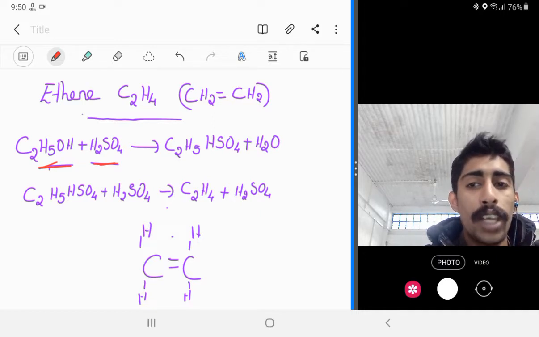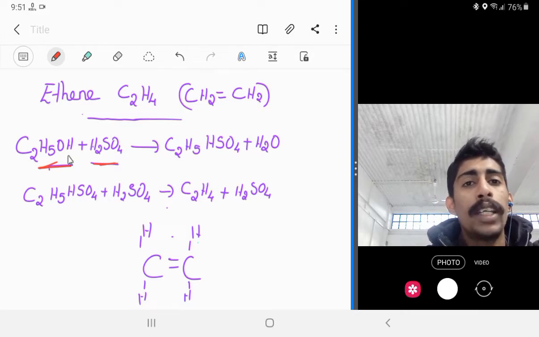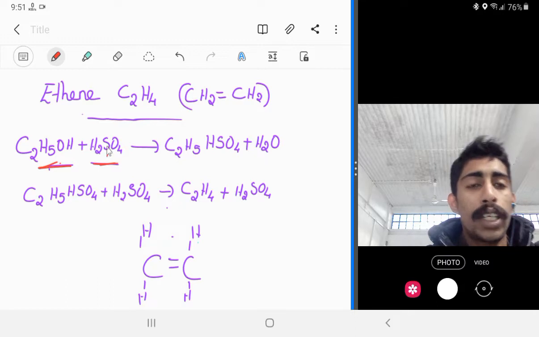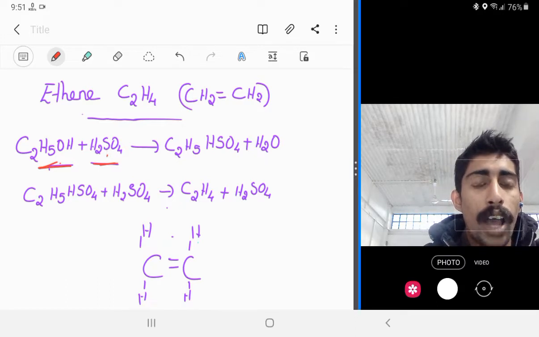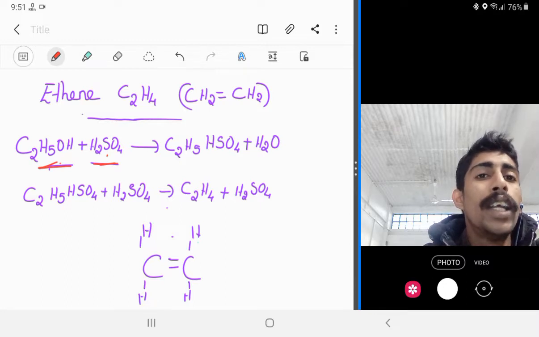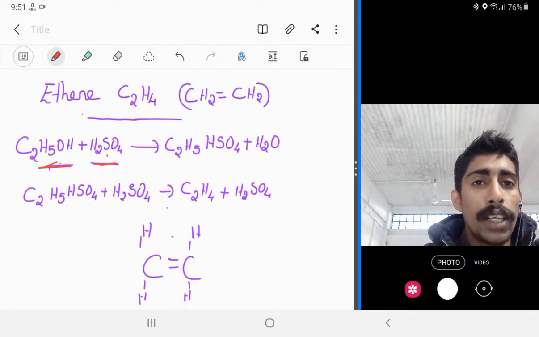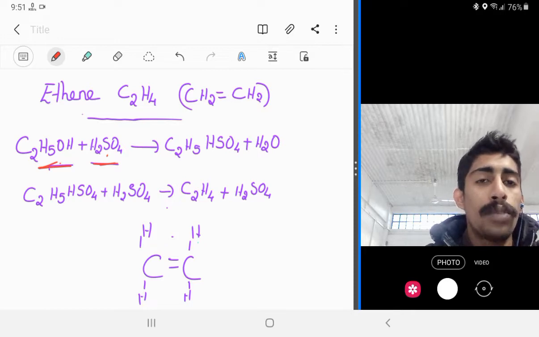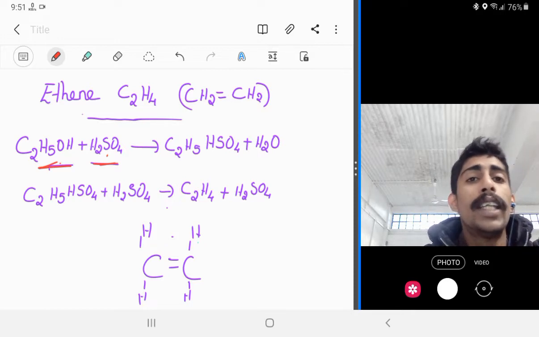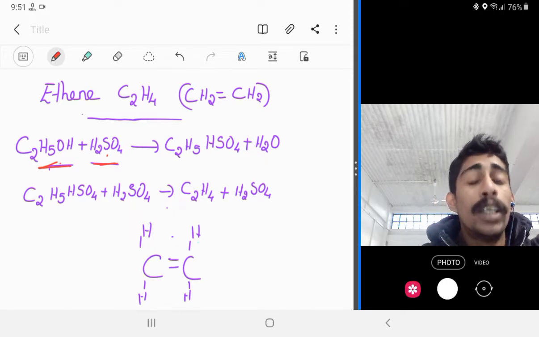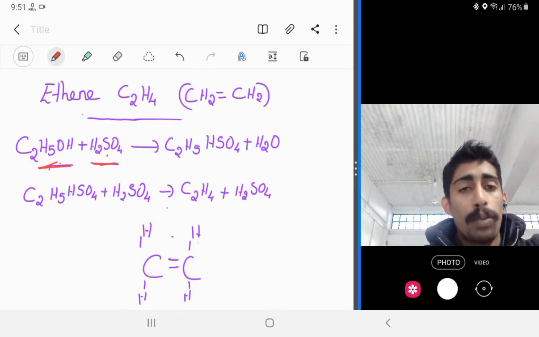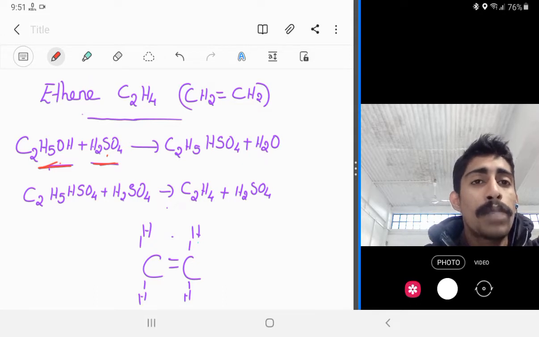The round bottom flask is closed with a rubber cork. Along with the ethanol and the sulfuric acid, we will add aluminum sulfate. We add aluminum sulfate to avoid frothing. If we do not add aluminum sulfate, there will be frothing and the reaction won't take place properly. So we add aluminum sulfate to avoid the frothing.